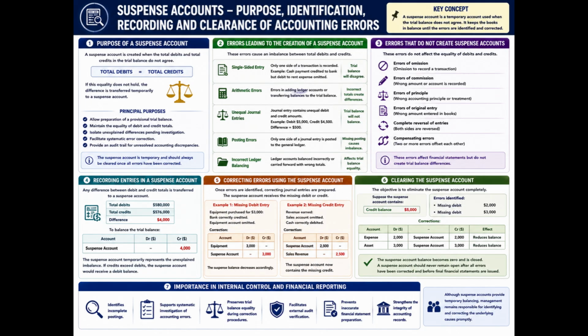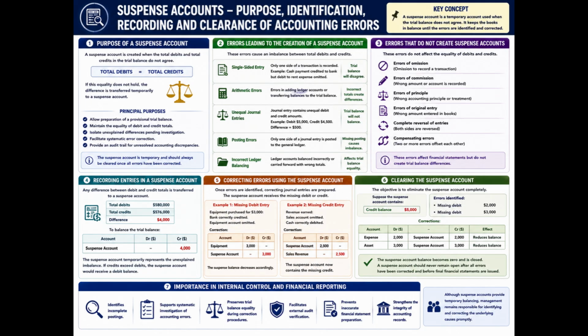7. Importance in internal control and financial reporting. Suspense accounts contribute significantly to accounting control by identifying incomplete postings, supporting systematic investigation of accounting errors, preserving trial balance equality during correction procedures, facilitating external audit verification, preventing inaccurate financial statement preparation, and strengthening the integrity of accounting records. Although suspense accounts provide temporary balancing, management remains responsible for identifying and correcting the underlying causes promptly.